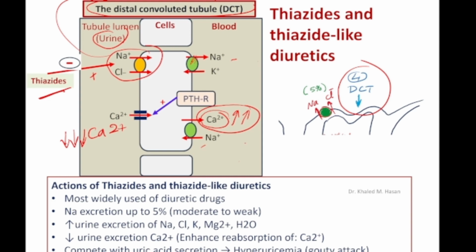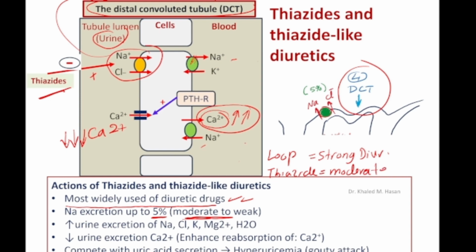That's great. Thiazide is the most widely used diuretic. Regarding sodium excretion, this will help to excrete about 5% of sodium in the urine. For this reason, this group of medication is considered to have a moderate effect. So we have strong diuretic, and here we are speaking about loop diuretics, considered strong diuretics. What about thiazide? Moderate diuretic. Now we're going to see another one considered a weak diuretic. So we have strong, moderate, and weak diuretics.